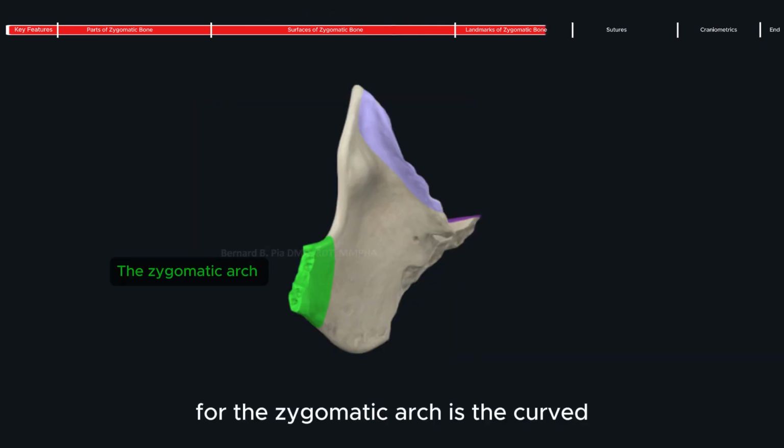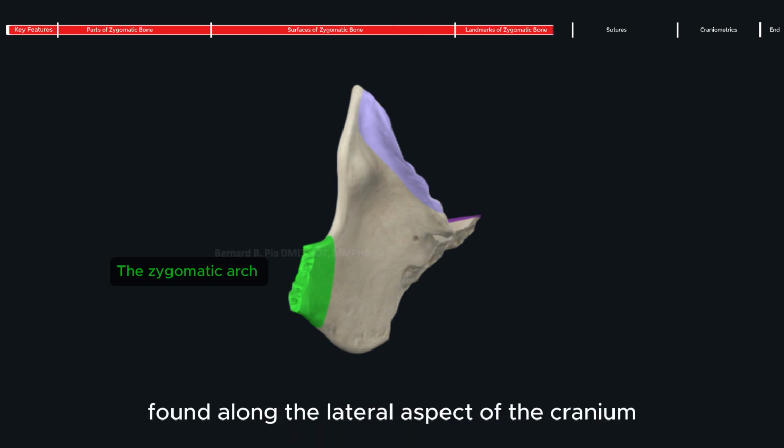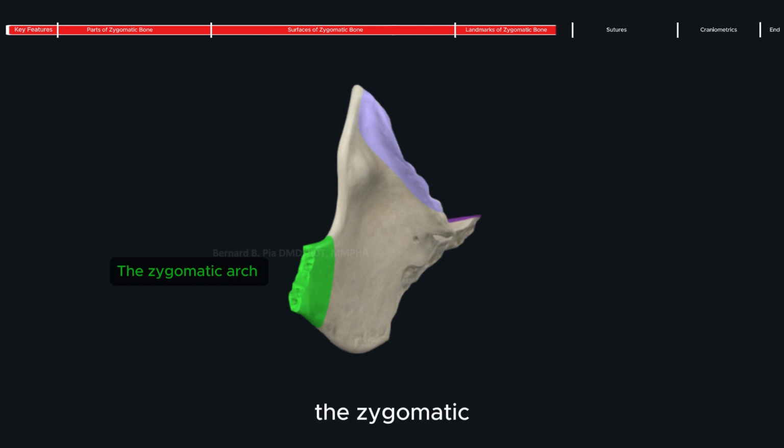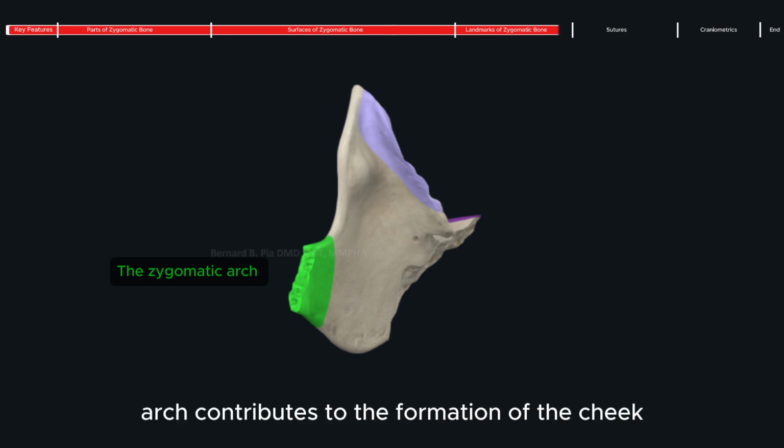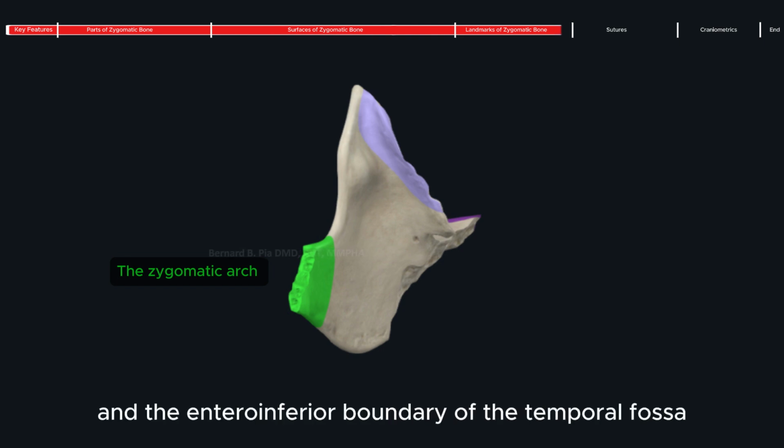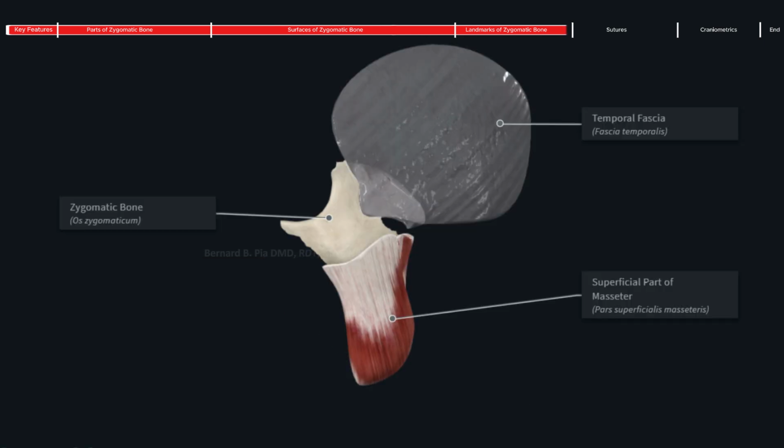4. The zygomatic arch is the curved, horizontal, bony bar found along the lateral aspect of the cranium. The zygomatic arch contributes to the formation of the cheek and the anteroinferior boundary of the temporal fossa. It provides an origin site for the masseter muscle and an attachment site for the temporal fascia.